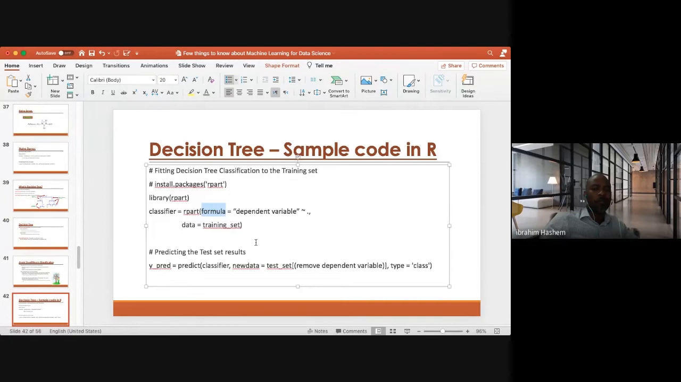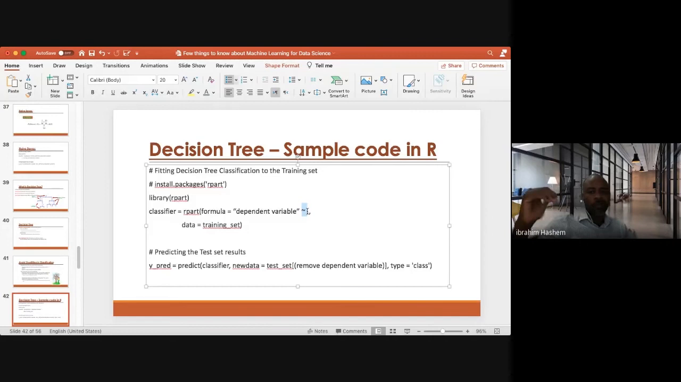So this sample has the dependent variable and all the independent variables that you have. And the data is the training set, meaning we put the dependent variable and all the independent variables that we have together in the formula, and it will produce the result.